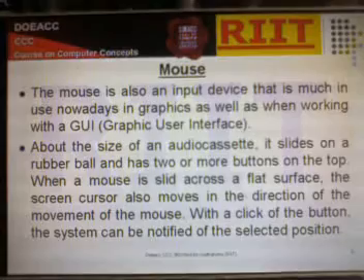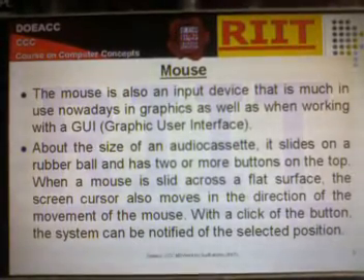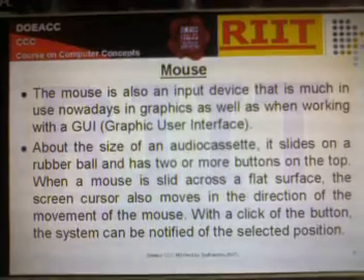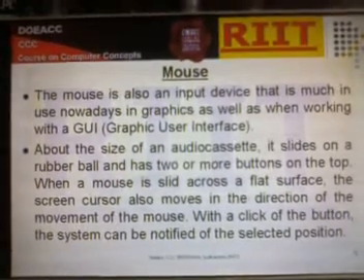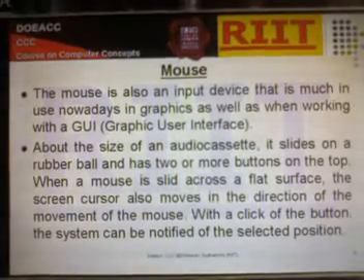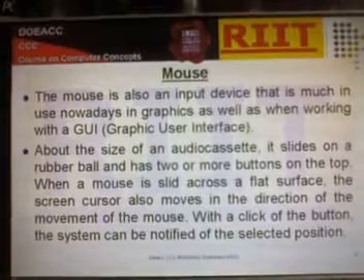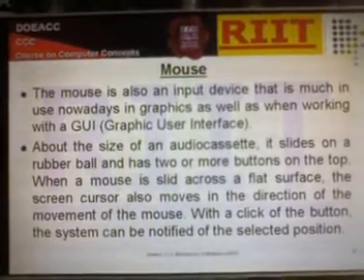When a mouse is slid across a flat surface, the screen cursor also moves in the direction of the movement of the mouse. With a click of the buttons, the system can be notified of the selection position.